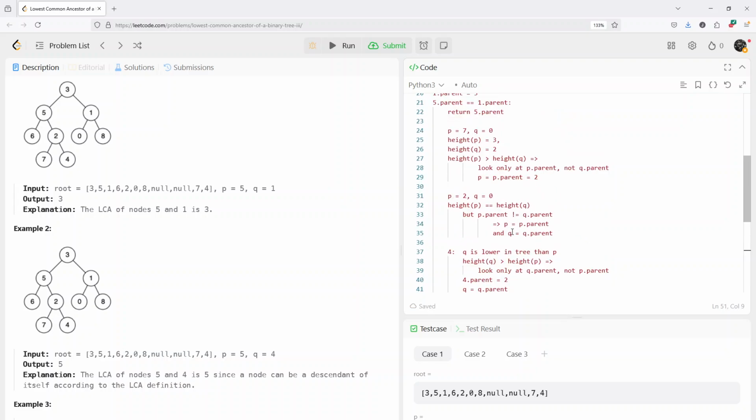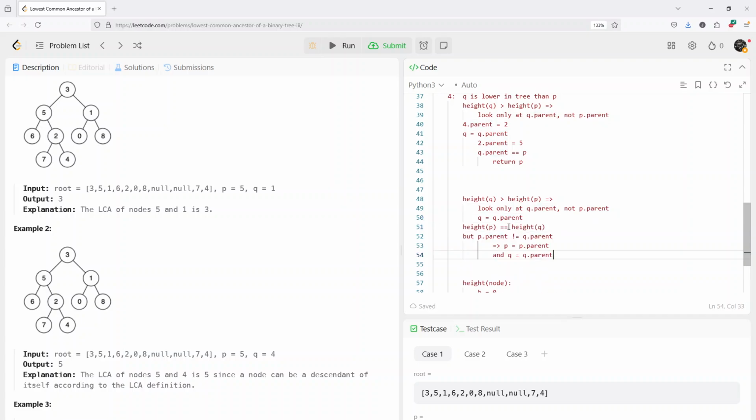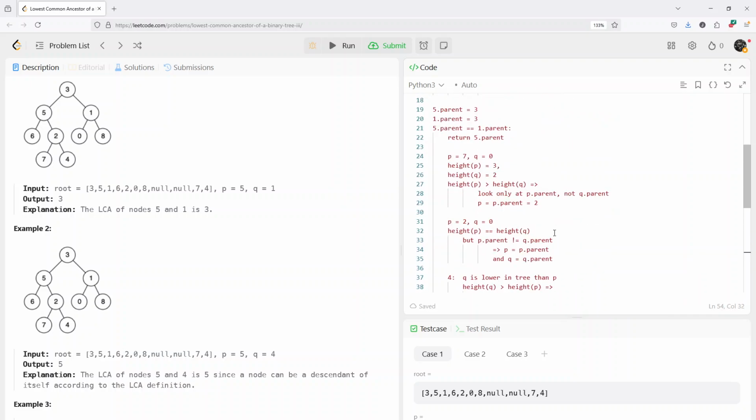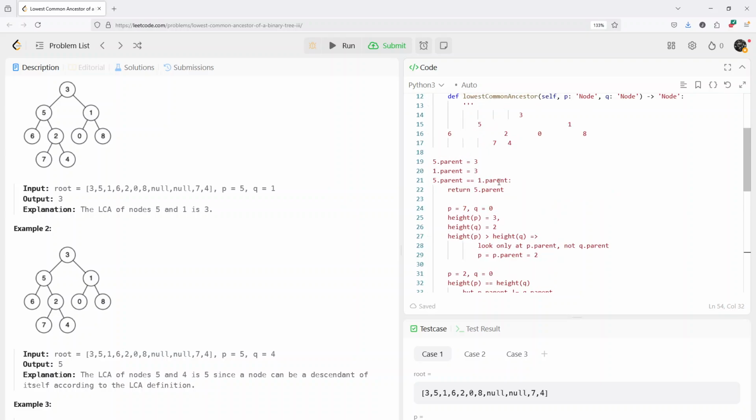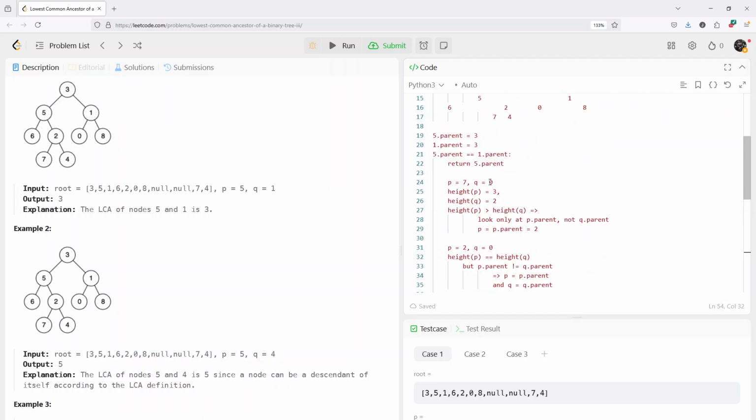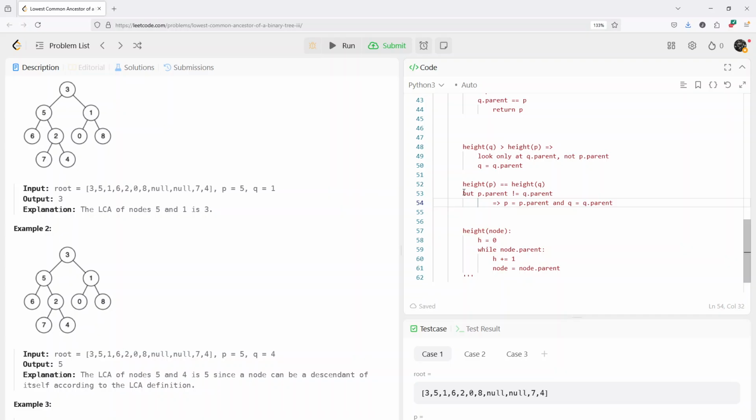So then let's look at if they're the same height. If they're the same, but their parents are not equal, then you increment both of them. And if their parents are the same, then you just return the parent of one of them. So you return p dot parent or q dot parent, doesn't matter.